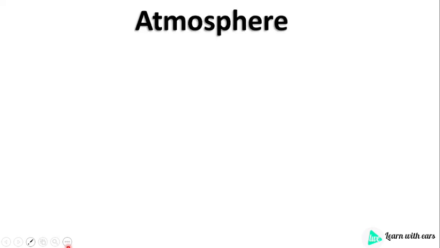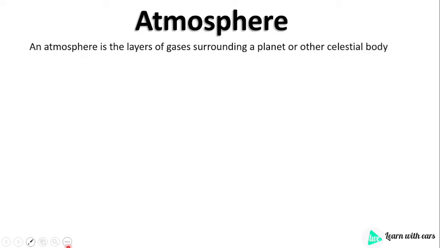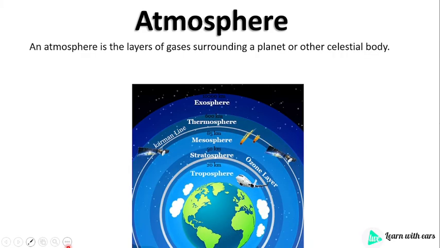Next word is atmosphere. An atmosphere is the layers of gases surrounding a planet or other celestial body. For example, these gases pollute the atmosphere of towns and cities.